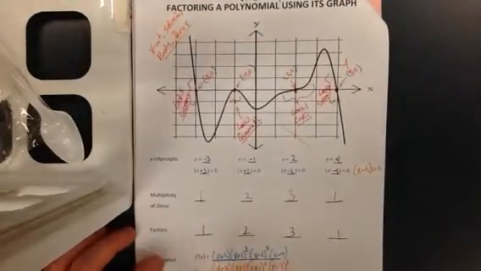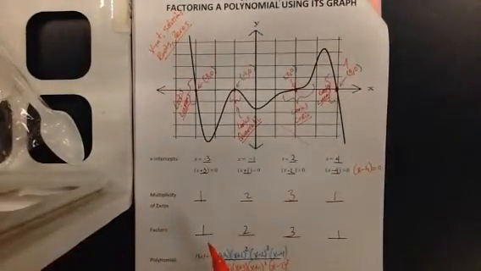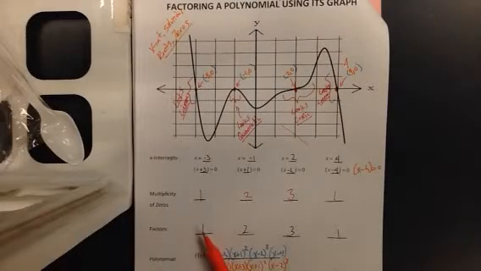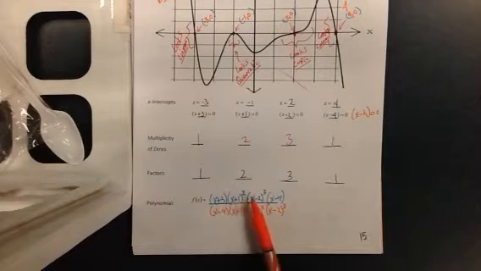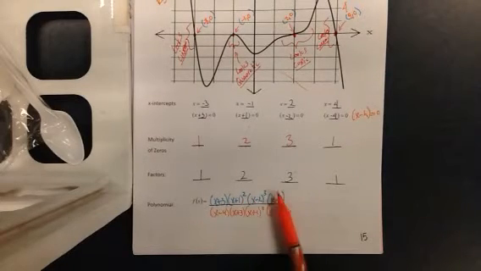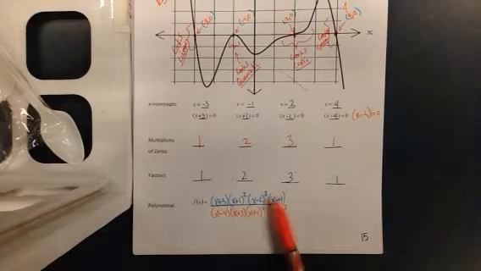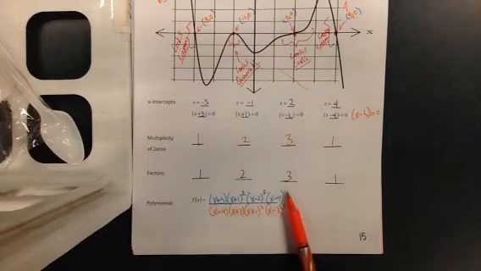This guy, as far as turning points go, if we were looking at it, it would have at most 1. If we look at this as far as the factors go, we have 1, and then 2 is 3, and then 3 is 6, and then 1 is 7. Would you agree with that?